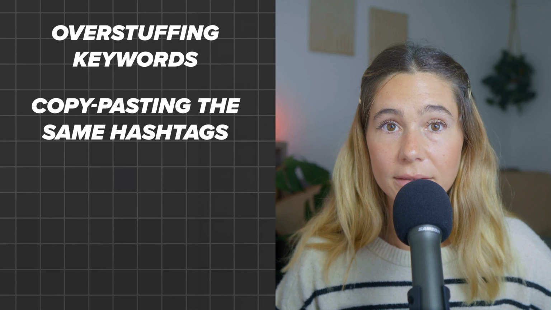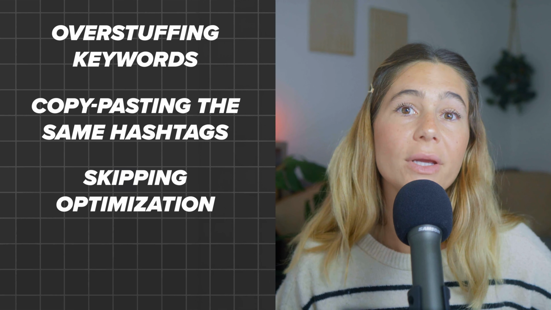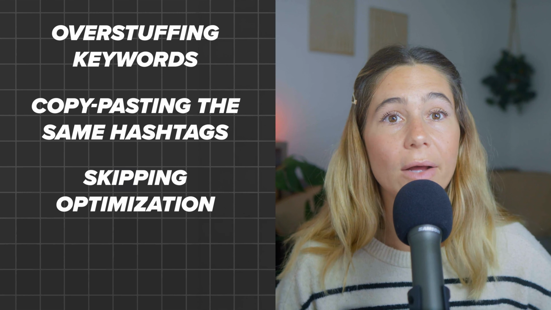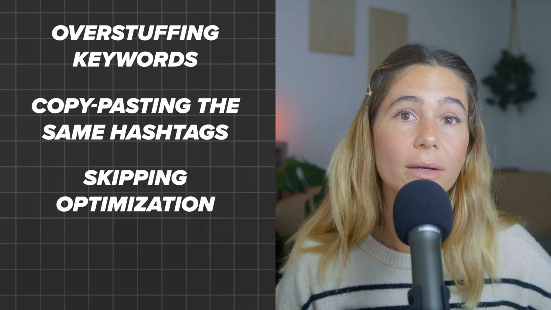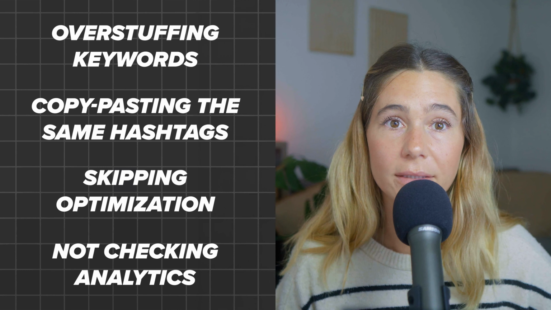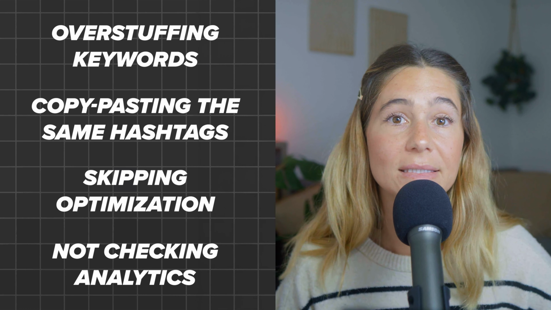Rotate your hashtag sets. Number 3, skipping optimization because it feels small. Remember, image SEO is about small details adding up. Skipping alt texts or file names might not seem like a big deal once, but over hundreds of posts, it's a huge missed opportunity. Number 4, not checking analytics. Posting without analyzing is like throwing darts blindfolded. Always look back to see what's worked.